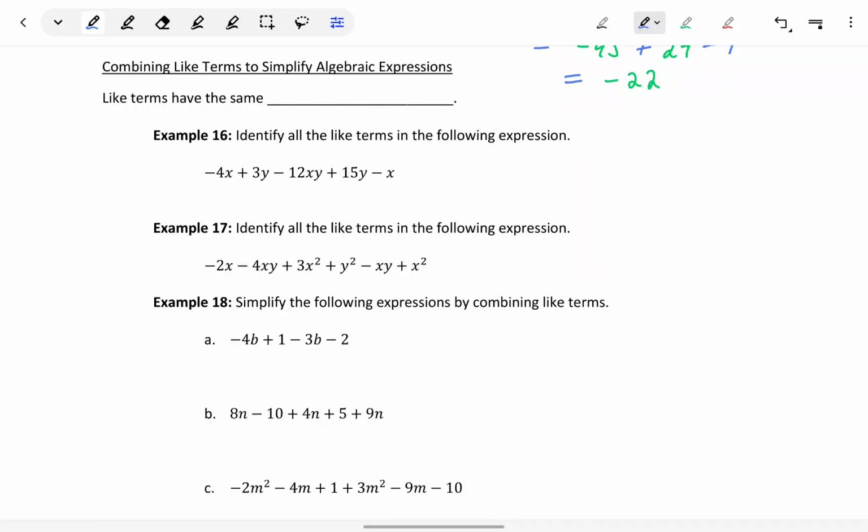In the last few examples, we had variable expressions, and we were substituting a number in place of the variable. In the next few examples, what we're going to do is not substitute anything in. The letters will remain letters, but we want to look at simplifying some algebraic expressions by identifying like terms. Like terms are terms that have the same variable component.